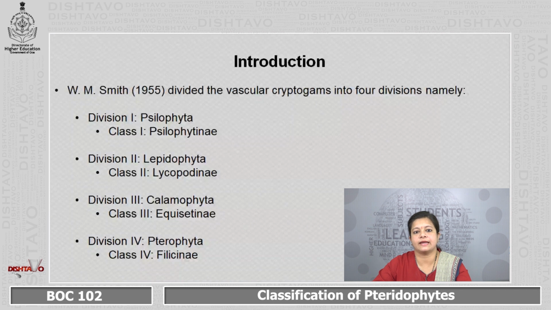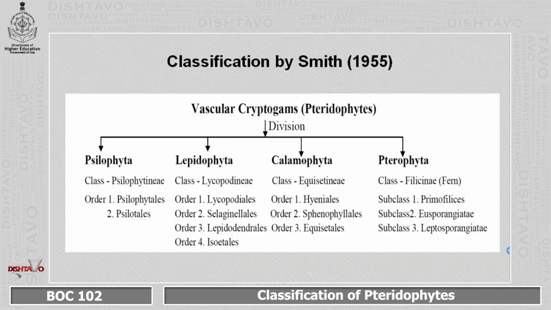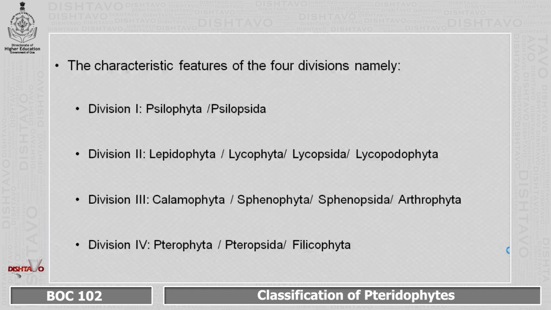W.M. Smith in 1955 divided the vascular cryptogams into 4 divisions, namely, the first one was Xylophyta, the second division Lepidophyta, the third division Calamophyta and the fourth division Pterophyta. Now each of these divisions is then subdivided into classes and orders. However, today we would be focusing on the characteristic features of the 4 divisions.